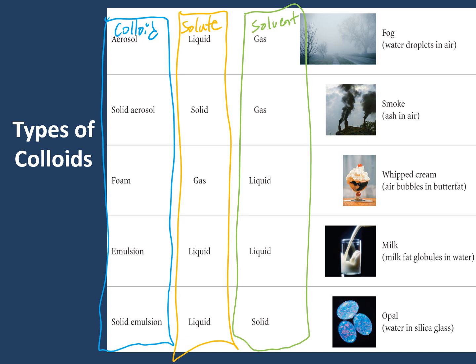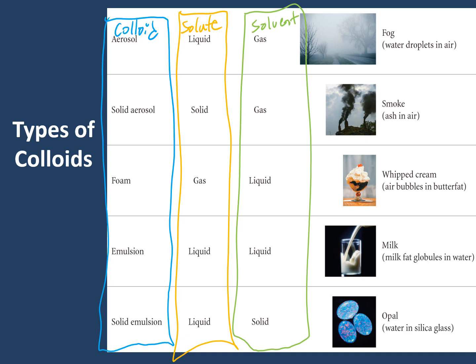Then we have emulsions, which is a liquid within another liquid. A good example of this is milk. Milk fat globules are dispersed throughout water. Water and fats are generally not very soluble, with very different IMFs between those two substances. And so it's just a dispersion in one another.